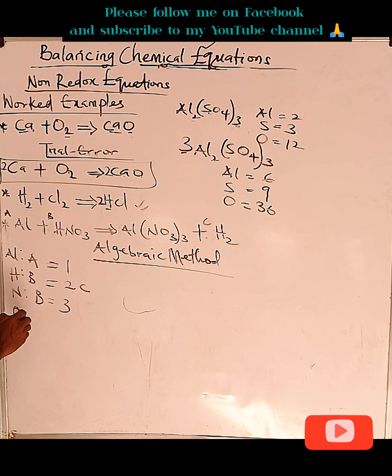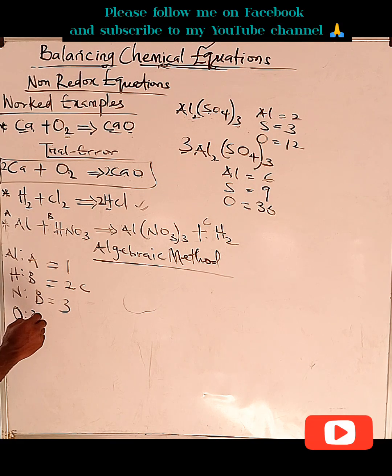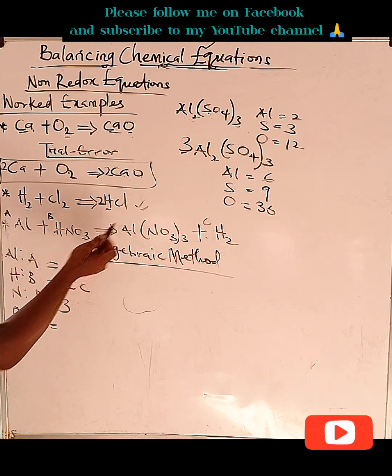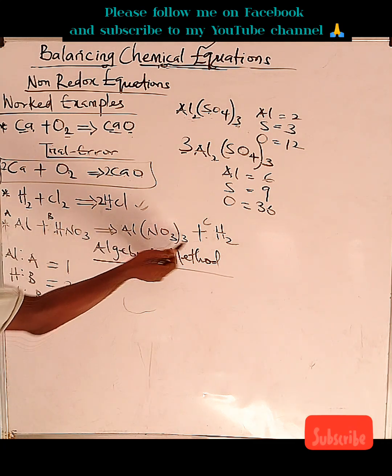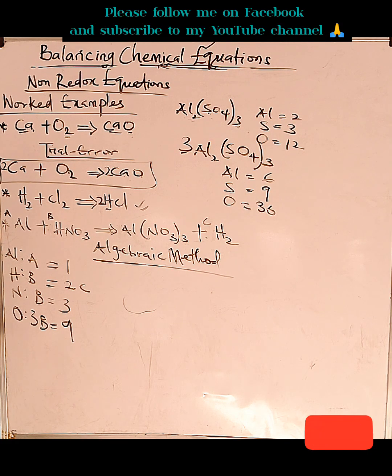So the next, oxygen. Let's see, for the oxygen, how many atoms of oxygen do we have? You have 3 atoms of oxygen. So 3 times B is 3B equals to, so no more oxygen. Let's go to the product side. So we have 3 times 3 is 9. 3B is equal to 9. So I think we're done with all the elements. You have aluminium, hydrogen, nitrogen, and oxygen, and that's all.